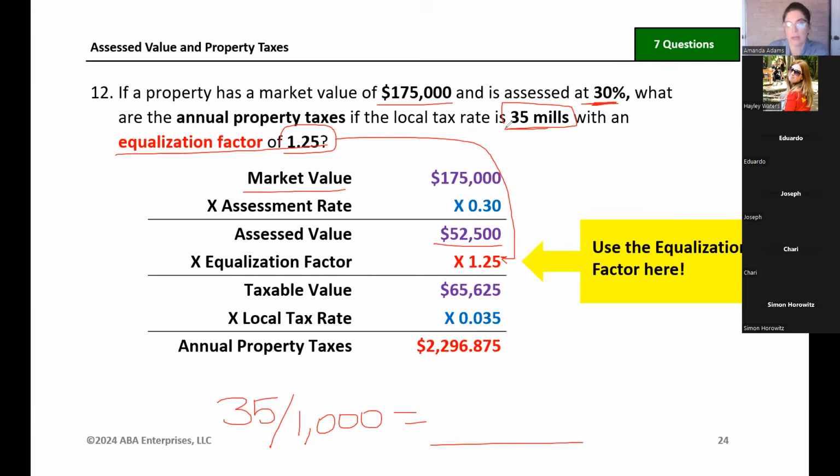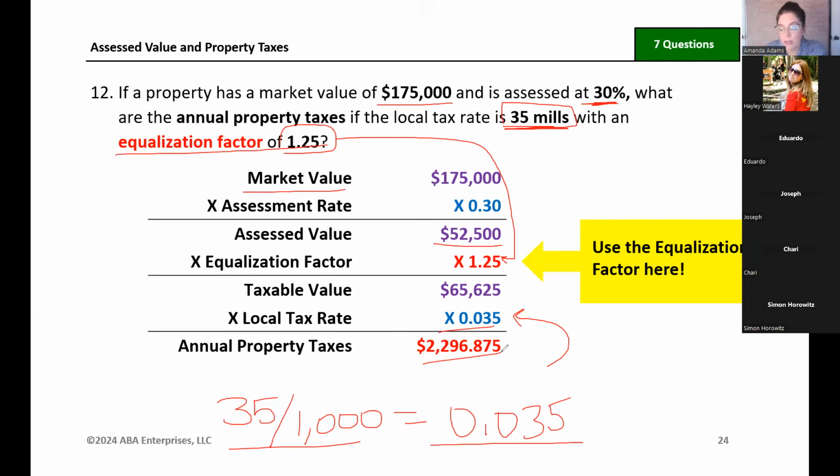This question's a little bit different. Our local tax rate is 35 mils. So mils is a little different than dollars per 100. This time, to convert mils into a decimal, we've got to divide by 1,000, and so that's going to be 0.035. So that'll be right there. We'll multiply that and we'll get $2,296, and we can go ahead and say 88 cents.